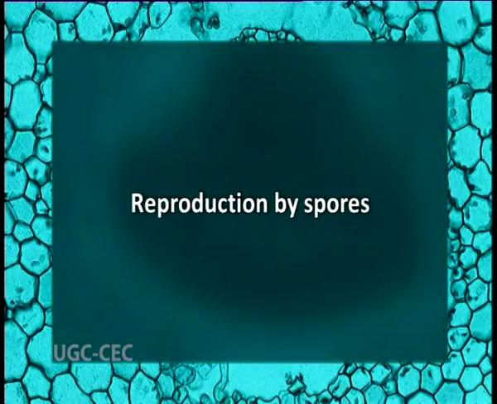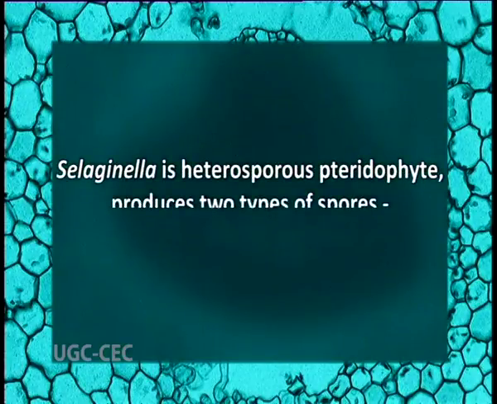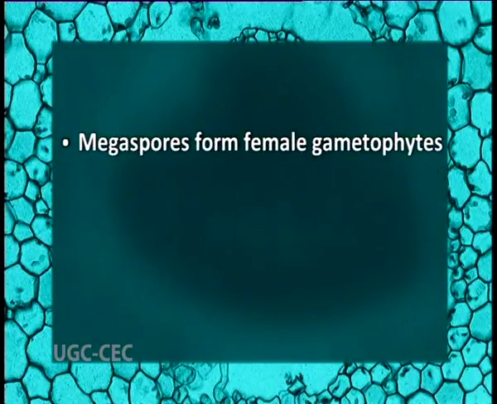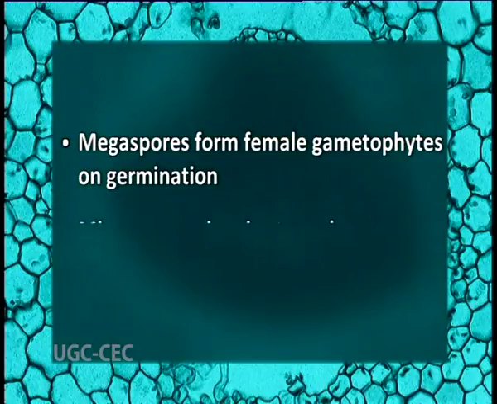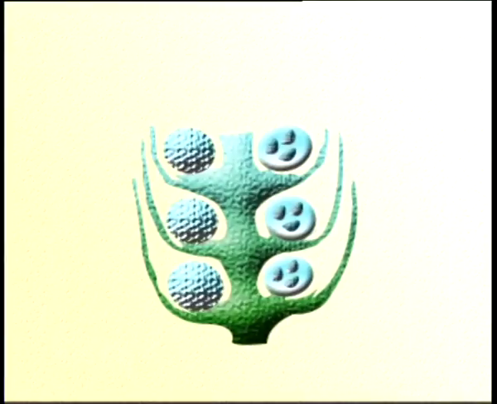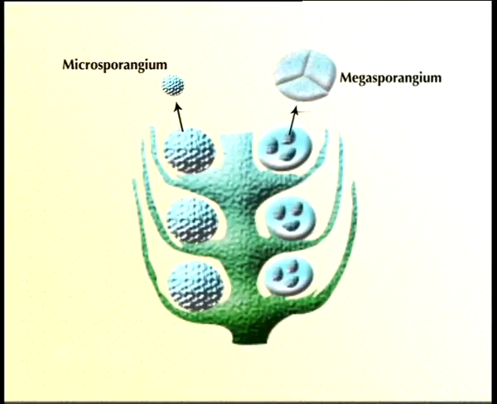Reproduction by spores. Selaginella is a heterosporous pteridophyte. It produces two types of spores, megaspores and microspores. The megaspores form the female gametophyte on germination, and the microspores give rise to male gametophytes. The sporangia are strictly dimorphic, that is, micro and megaspores are formed in separate sporangia.